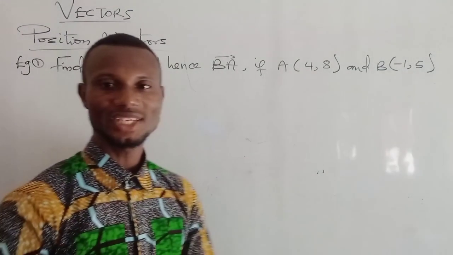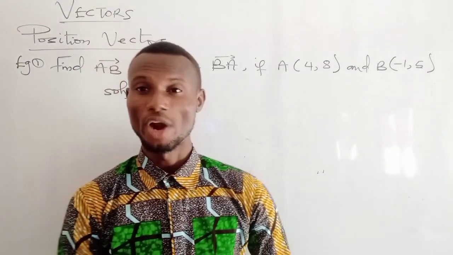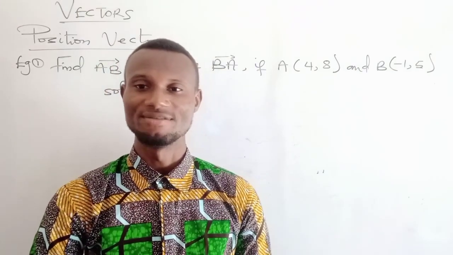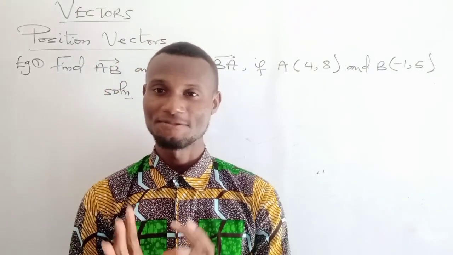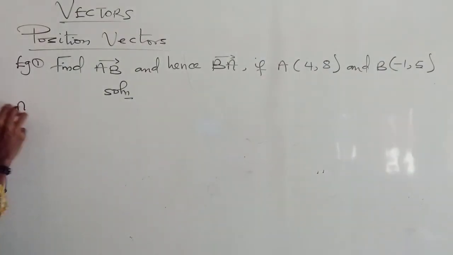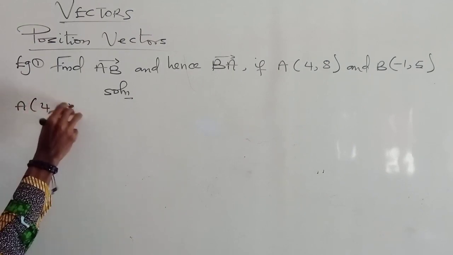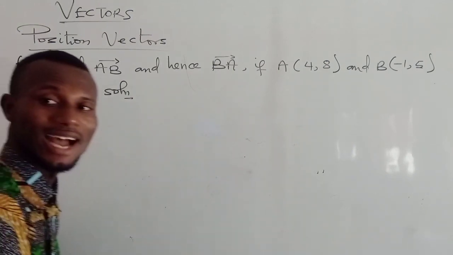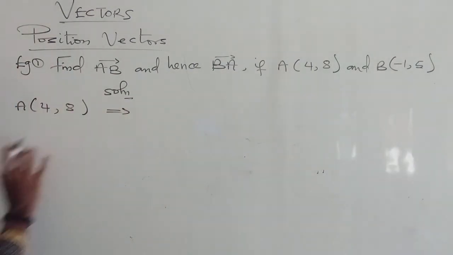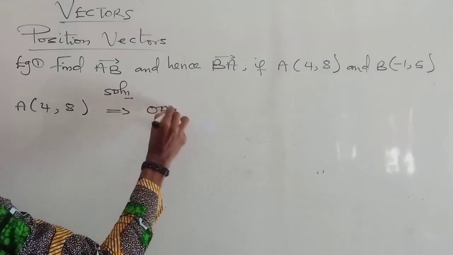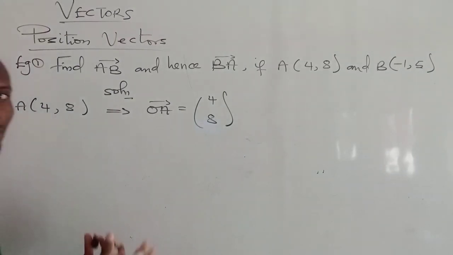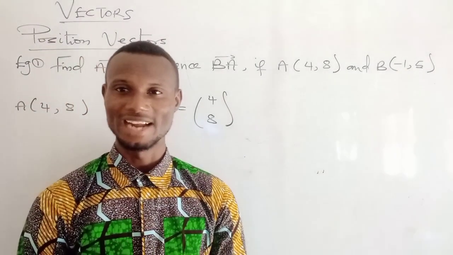First of all, I'm going to write down the points given in the question, and I'm going to express each of the points given as a position vector. That's the first thing that you are going to do. Now we're given the point A. Point A is given to be (4, 8), which I can express as a position vector. So this point A, expressed as a position vector, is going to be my OA equals (4, 8). This is how we go about it, and I hope you understand up to this point.